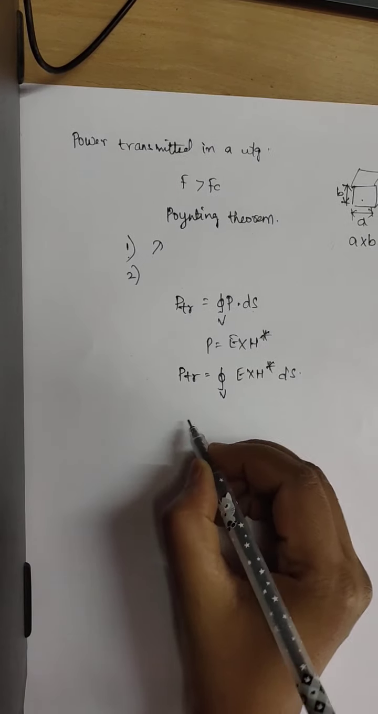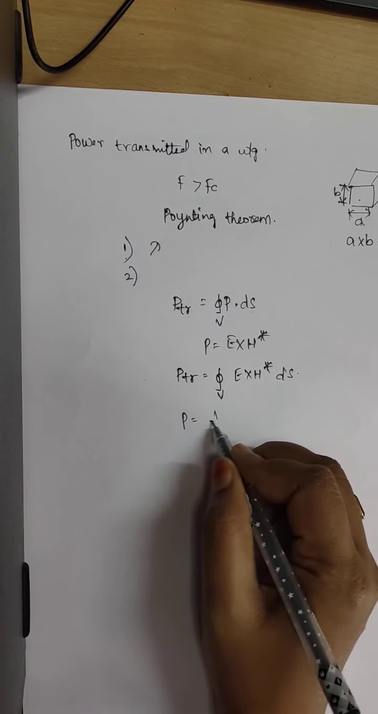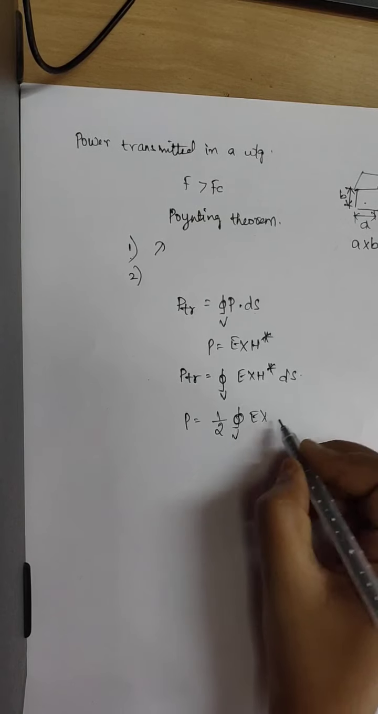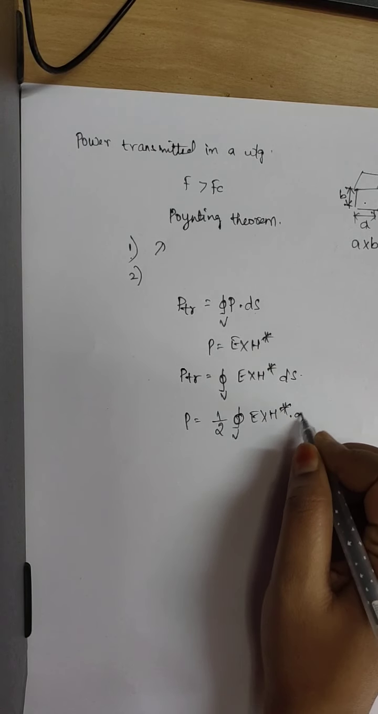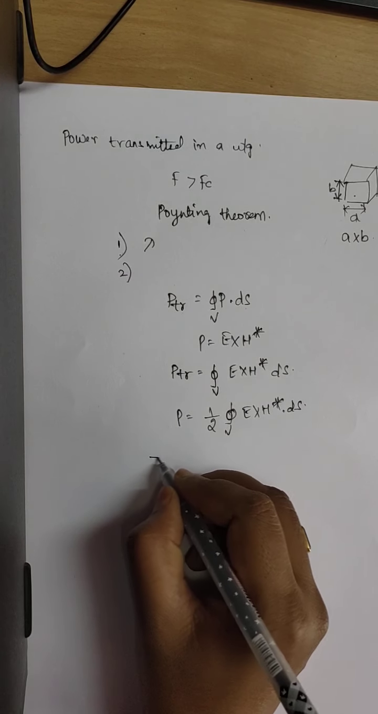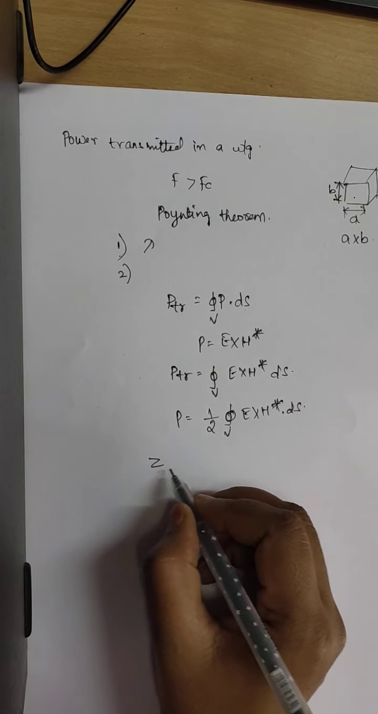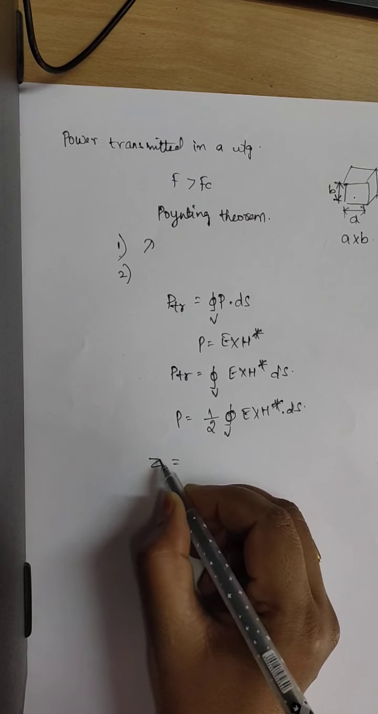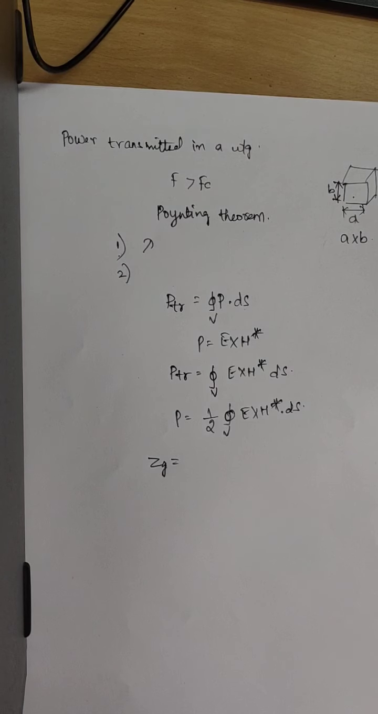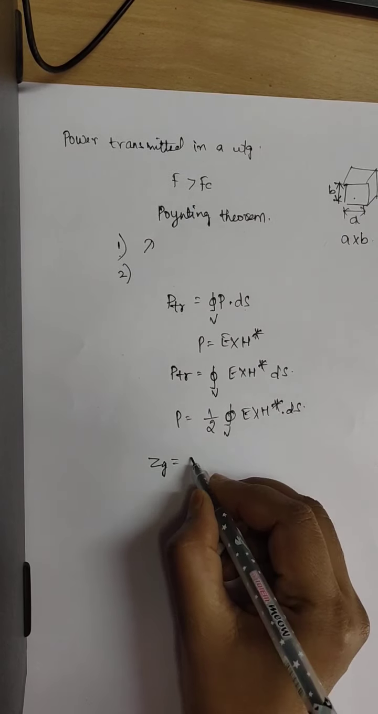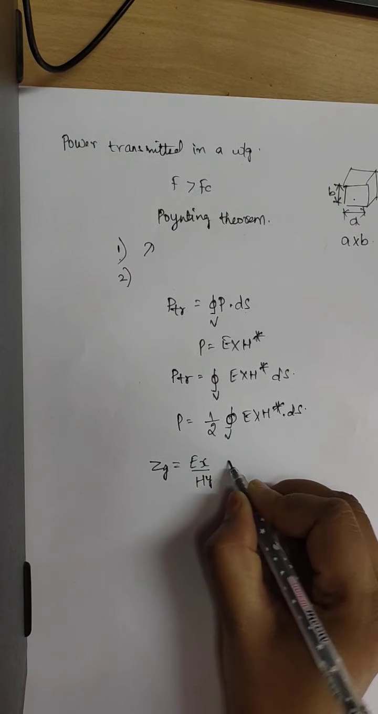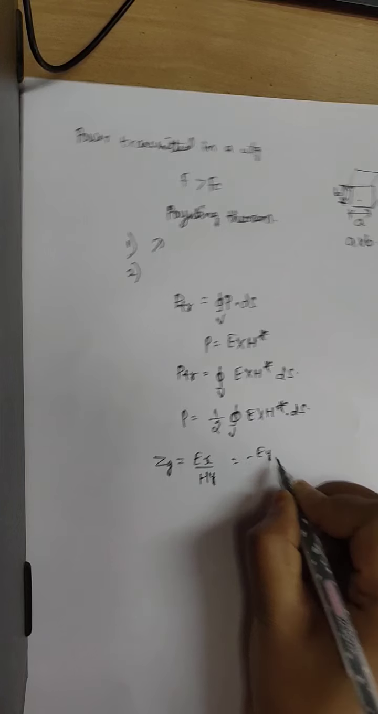Then the average power transmitted is given as half, since average means half, of E cross H star ds. From the definition of wave impedance, which we saw yesterday, the waveguide impedance is denoted as Zg. So from the definition, Zg is equal to Ex by Hy or Ey by Hx.